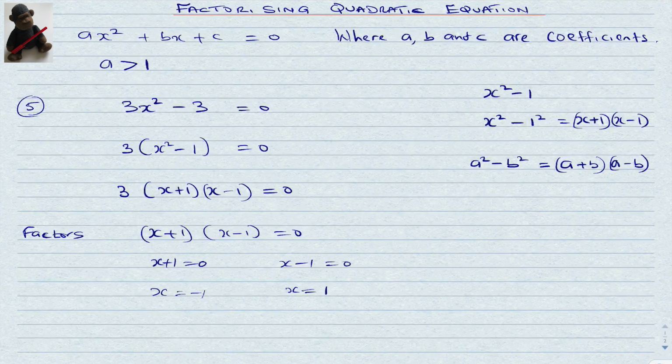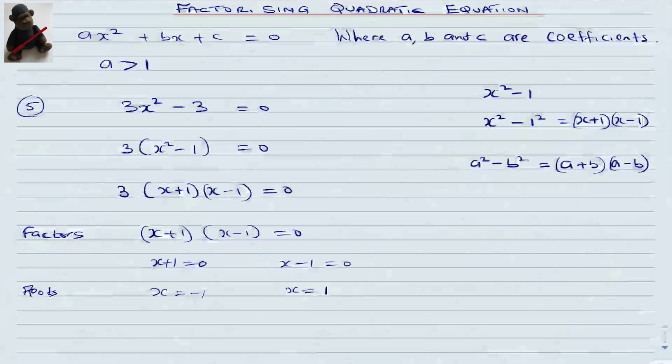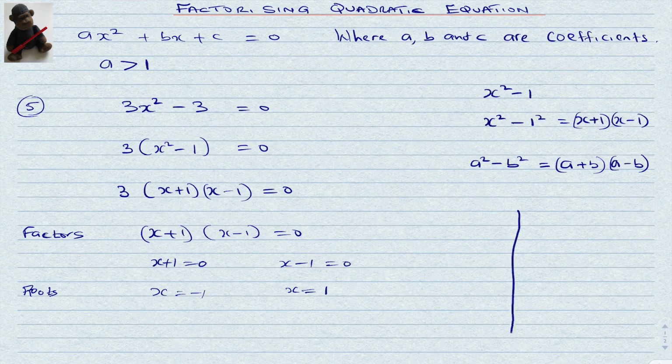Now we can sketch this curve as well. We know the roots. We just found the roots. x equals 1 and x equals minus 1. So I draw this line here, draw another line there. Let me draw it properly. Just draw a single line.